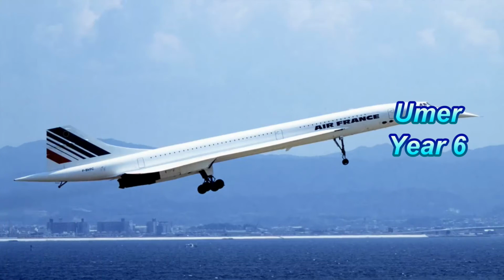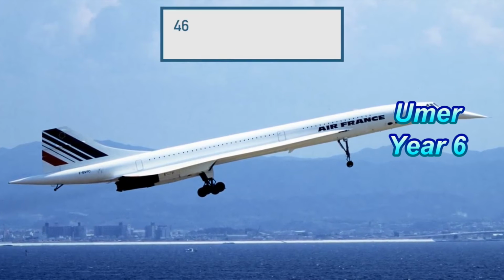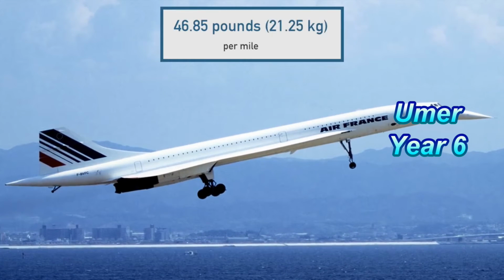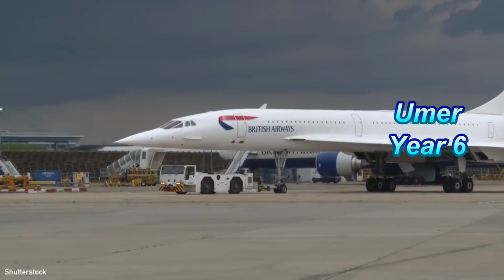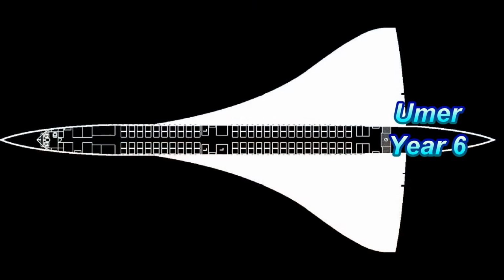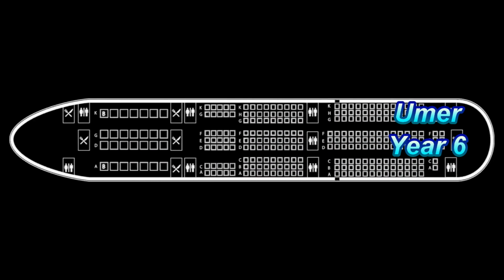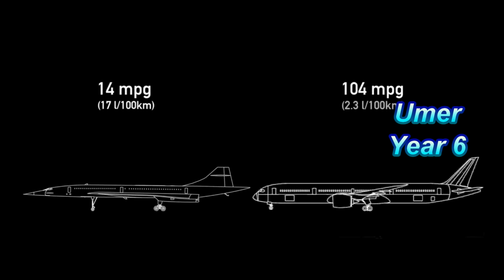The Concorde, using the zero-bypass Rolls-Royce Snecma Olympus 593, burned 46.85 pounds of fuel per mile flown, while the 787 Dreamliner, using the 10-to-1 bypass ratio General Electric GEnx, uses 18.7 pounds per mile. But the Concorde was a tiny airplane, even compared to the modestly sized 787. It seated only 100 passengers, compared to 291 on the Dreamliner. That means that the per-person fuel economy on the Concorde was just about 14 miles per gallon, compared to 104 miles per gallon on the Dreamliner.